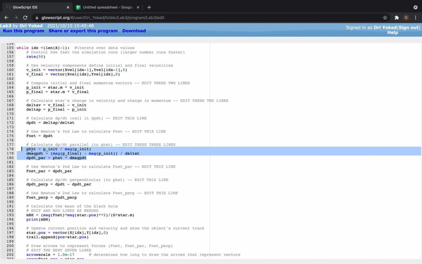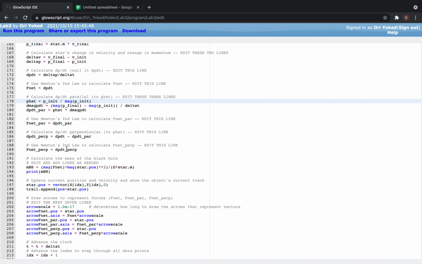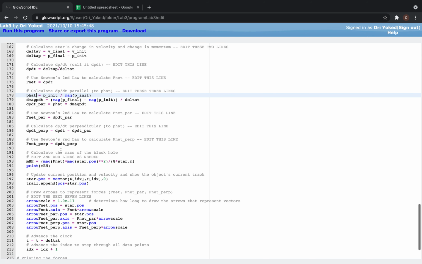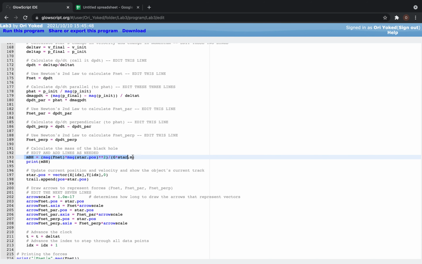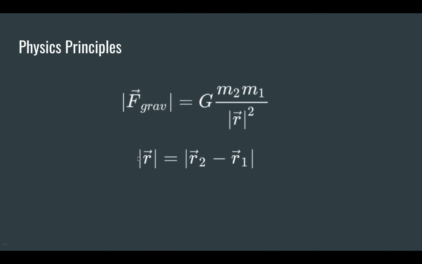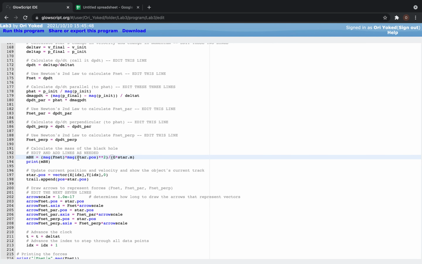And then here is where that formula for the parallel component of the net force is. And then I just subtracted that parallel component from the net force in order to find the perpendicular component. And then here, this comes from this formula, but I just moved everything but the mass of the black hole to the other side so that I can find that unknown value. And because the position of the black hole is just at the origin, the distance will just be equal to the position of the star. And then the gravitational force was just the F net.